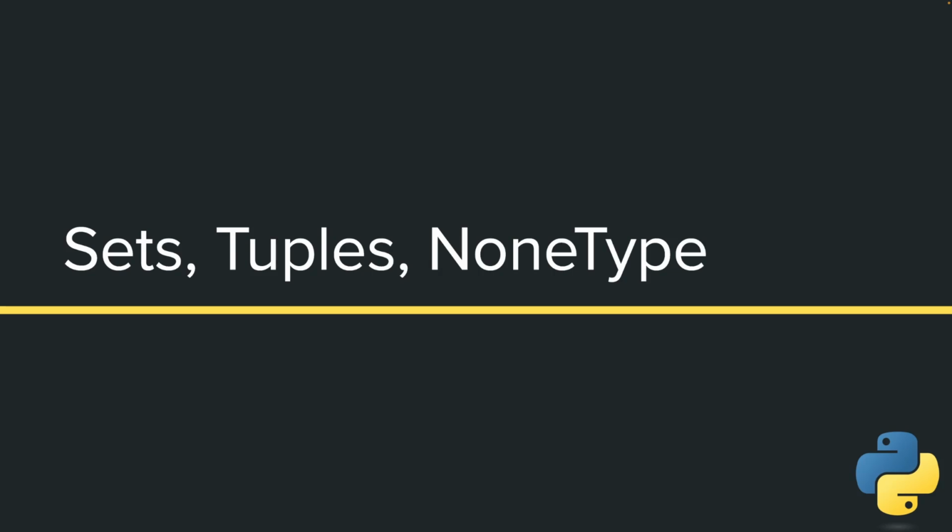Let's talk about a few remaining data types that we haven't discussed yet. And these are the last data types that we'll explicitly cover in this course. Those are sets, tuples, and none type.